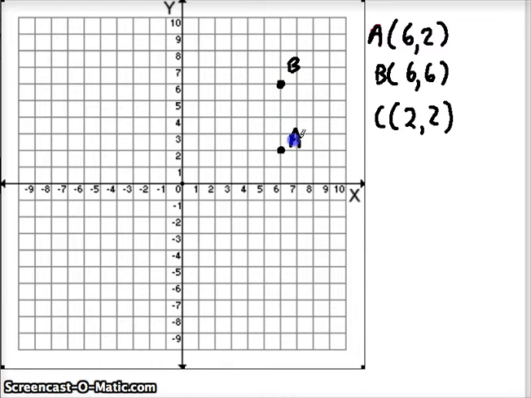Let's label these guys as we go. And 2, 2 is right here. That's C. So you don't have to connect the dots, but eventually we will be talking about area of a shape, so we might as well get that shape that we're creating there. Alright. And let's reflect it.